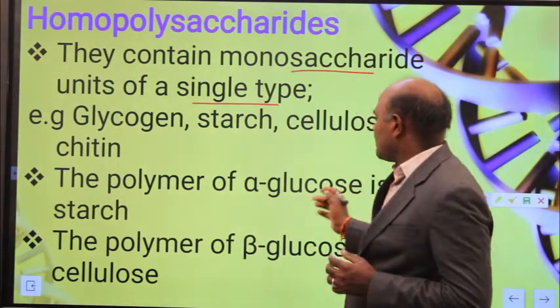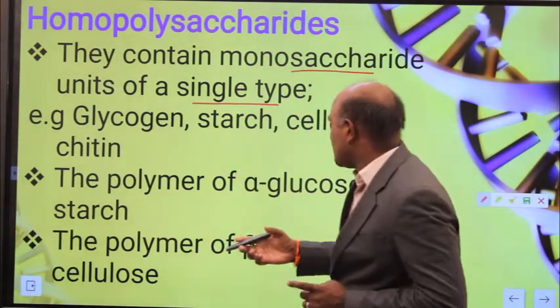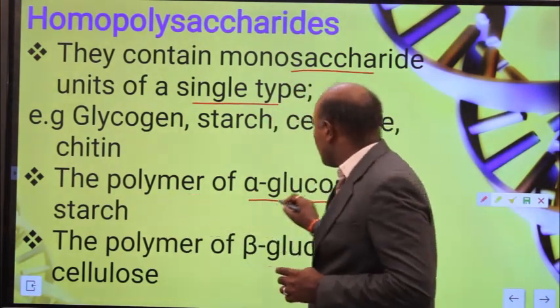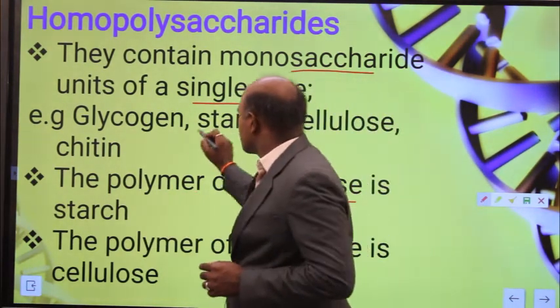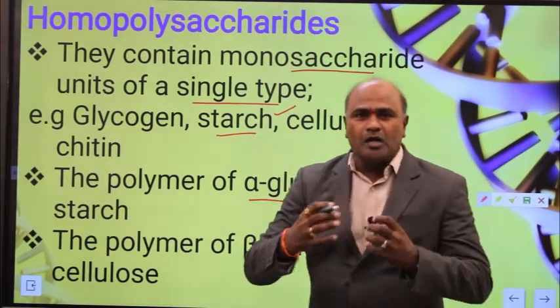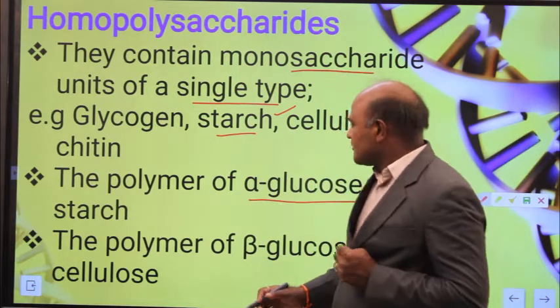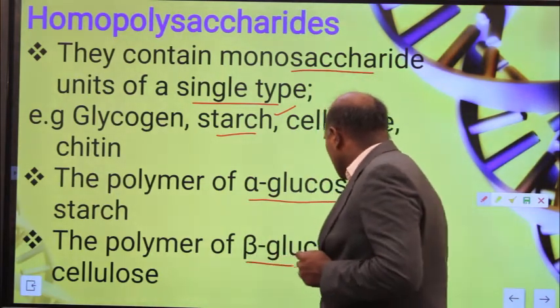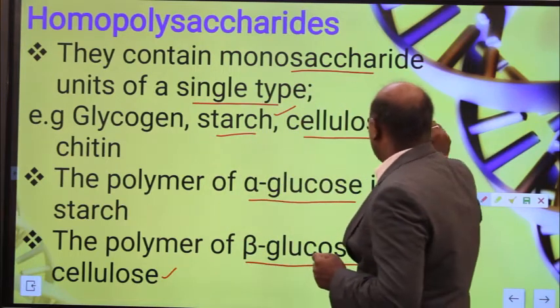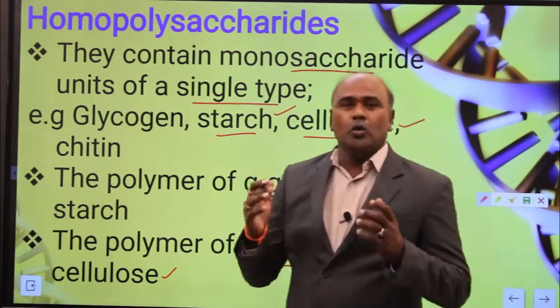This is very important: the polymer of alpha glucose is starch. How does starch form? It is a polymer of alpha glucose. The polymer of beta glucose is cellulose.